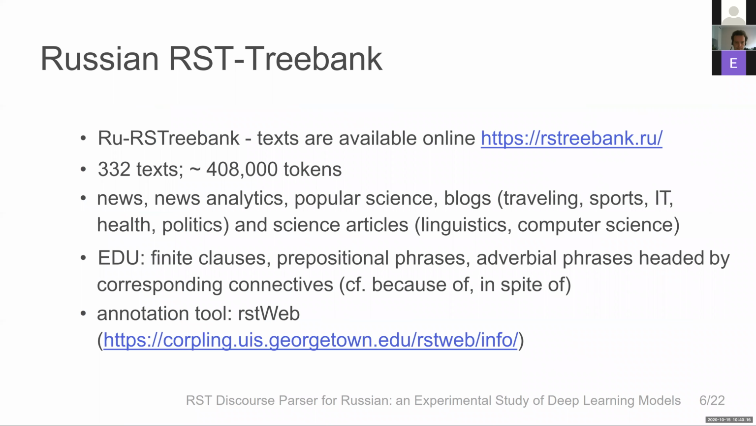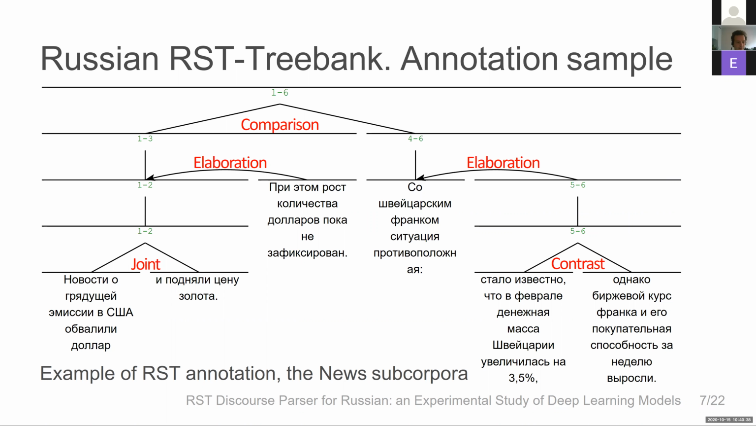In the Russian RST corpus, we have more than 3,300 texts of various genres: news, blogs, and popular science. For annotation, the RST web tool was used. Here you can see the annotation sample from the news subcorpus. The multi-nuclear relations are joint and comparison and contrast, and the mononuclear relation is elaboration.